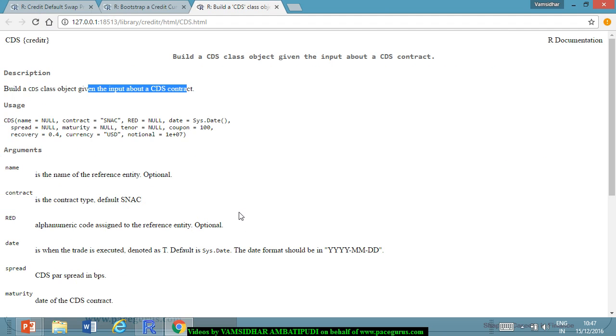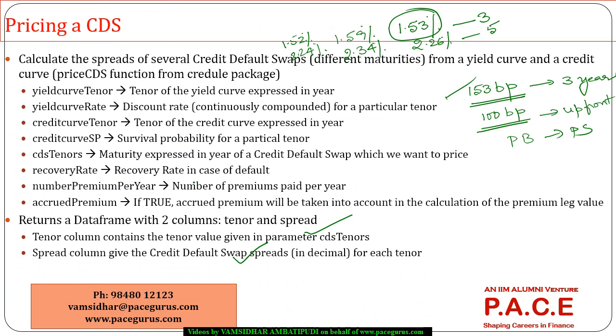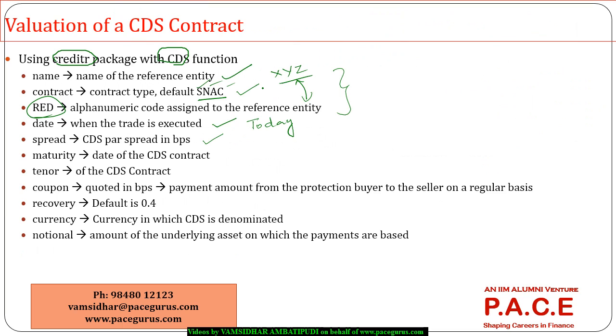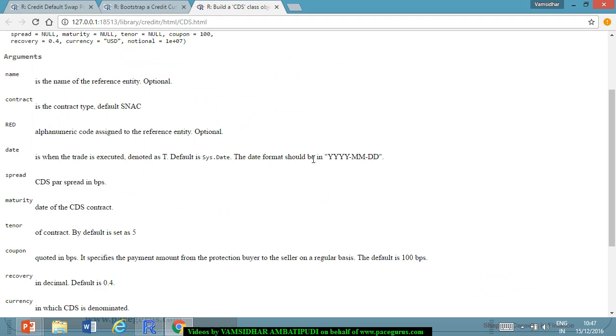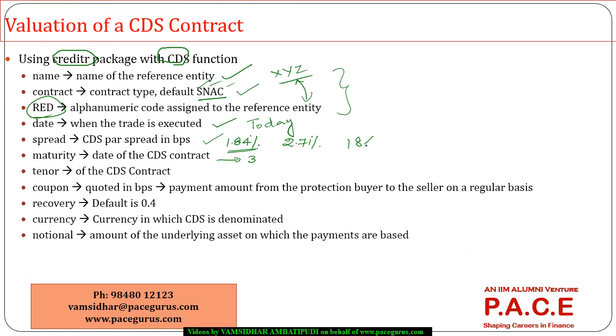So let's go one by one. The CDS par spread is one input that I'm giving out here. 1.84% is coming out to be the CDS par spread. That's something that we have computed using the earlier process. The maturity of the contract, it's a 3-year contract, and this is the par spread. In the other case, probably it is 2.71%. The CDS par spread has to be given in basis points. So I should give it as 184 basis points and 271 basis points.